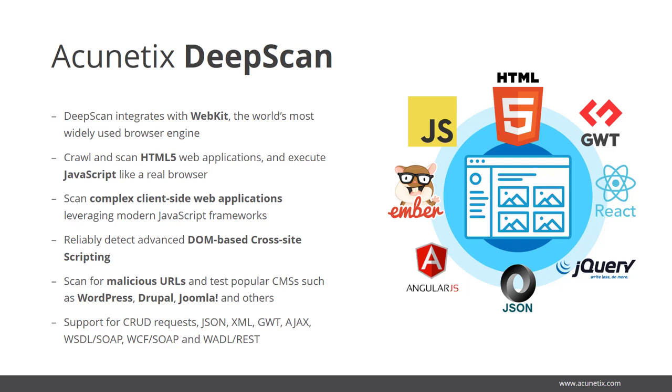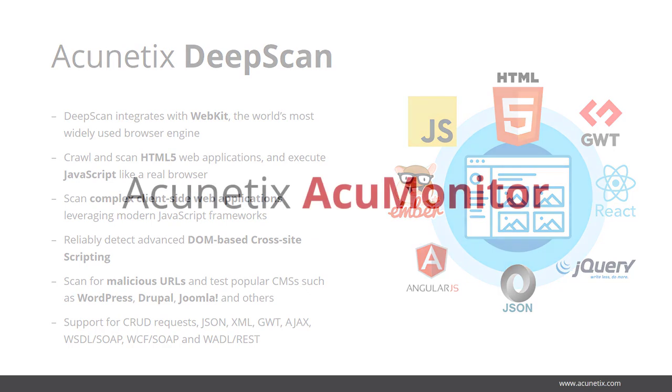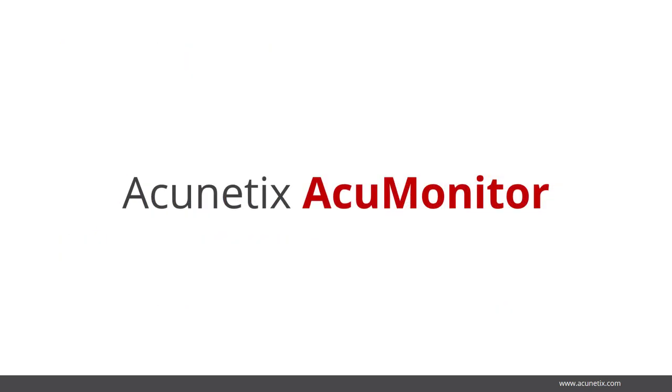Also thanks to Deep Scan, Acunetix can scan for malicious URLs based off of the Google and Yandex safe browsing databases. And it can also test popular CMSs such as WordPress, Drupal, Joomla, and others for hundreds of vulnerabilities. In addition to all of this, Deep Scan can also understand CRUD requests and can detect and individually test JSON, XML, and Google Web Toolkit input schemes, even in AJAX requests. Deep Scan can also automatically test web services, including SOAP web services with WSDL or WCF definitions and REST services with WADL definitions.